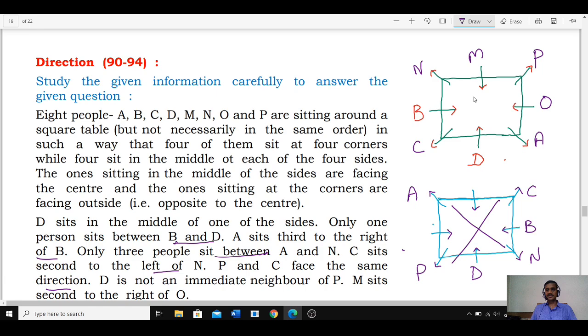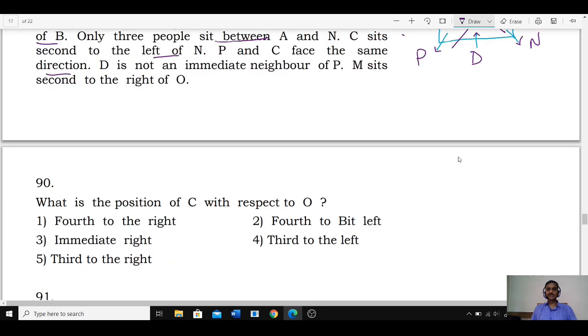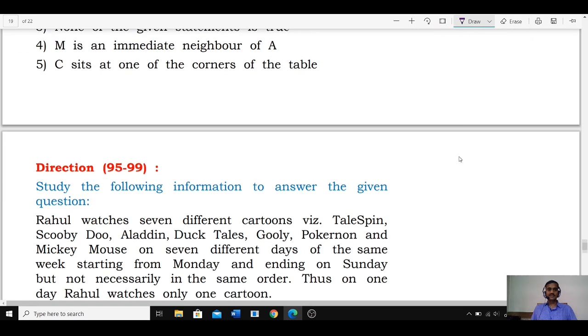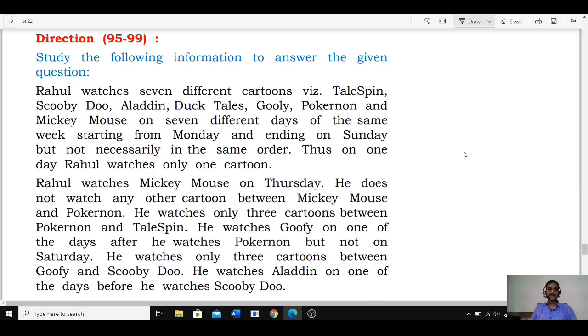Now this is the final arrangement. Question numbers 90 to 94, then 95 to 99. This one is based on Rahul watching 7 different cartoons on 7 different days of the same week, starting on Monday and ending on Sunday: Monday, Tuesday, Wednesday, Thursday, Friday, Saturday and Sunday.